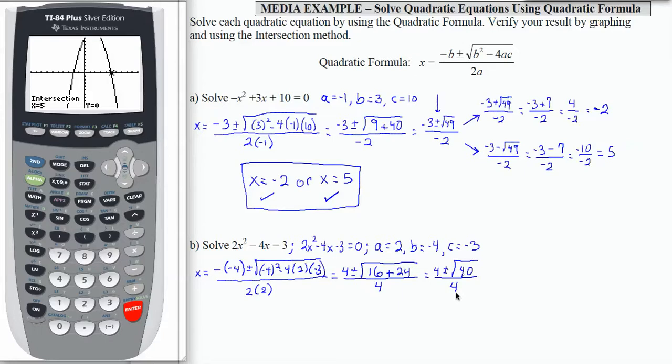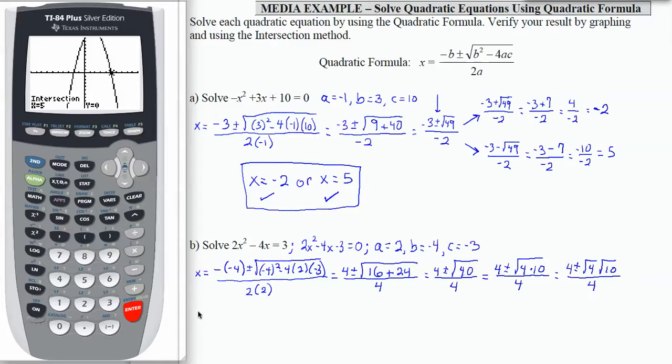Now I'm going to need to be very careful. I cannot cancel the 4's, because this 4 in the bottom is a common denominator to this 4 in the top and the square root of 40. But I will be able to simplify using the following process. 4 plus or minus, I'm going to write 40 as 4 times 10. Then I'm going to write the square root of 4 times 10 as the square root of 4 times the square root of 10. I can break up a square root that way as long as I am multiplying. You'll see why I'm doing that in just a minute.